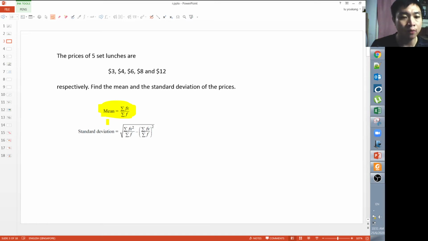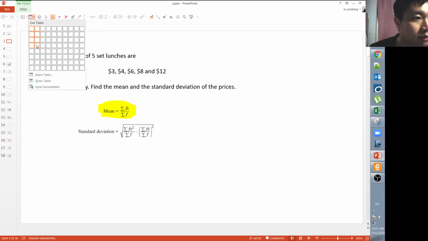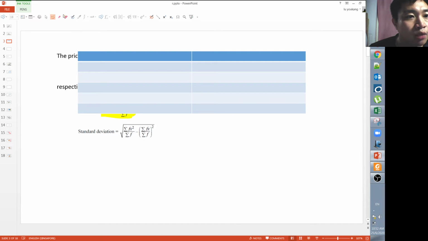Before I go into the formula, I would like to set up a table. Let me set up a 2x6 table. Later on you will realize why I need a table. Let me get a table out.